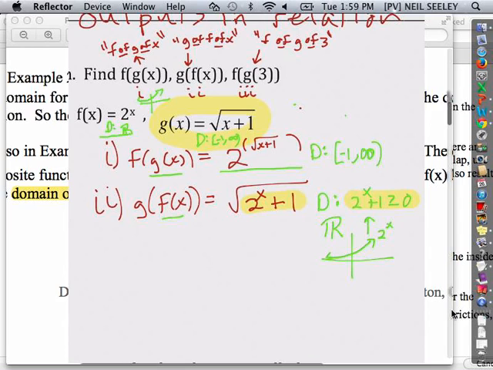So you look at the internal function, see what it can tell you, then you look at the composite. That's ultimately your decision maker on the domain.